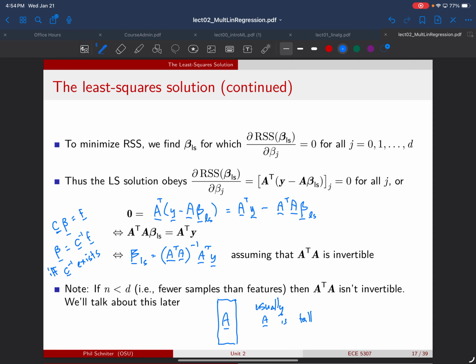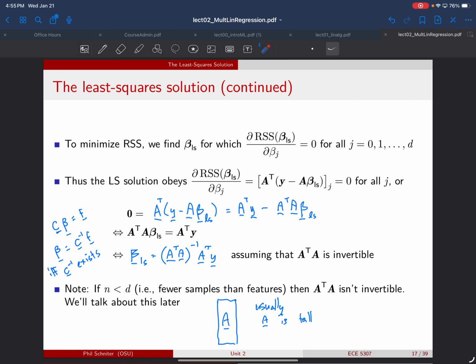Okay, so usually in machine learning, A is a tall matrix. That means you have more data samples than you do features, or more data samples than you do coefficients you're trying to design. That's the typical case. And in that case, it's not completely guaranteed, but it would be very unusual if this matrix A transpose A is not invertible. Now, there are strange examples of machine learning where that matrix could actually be wide. We'll talk more about those in unit 4, I believe. But for now, we'll just assume that that's not the case.